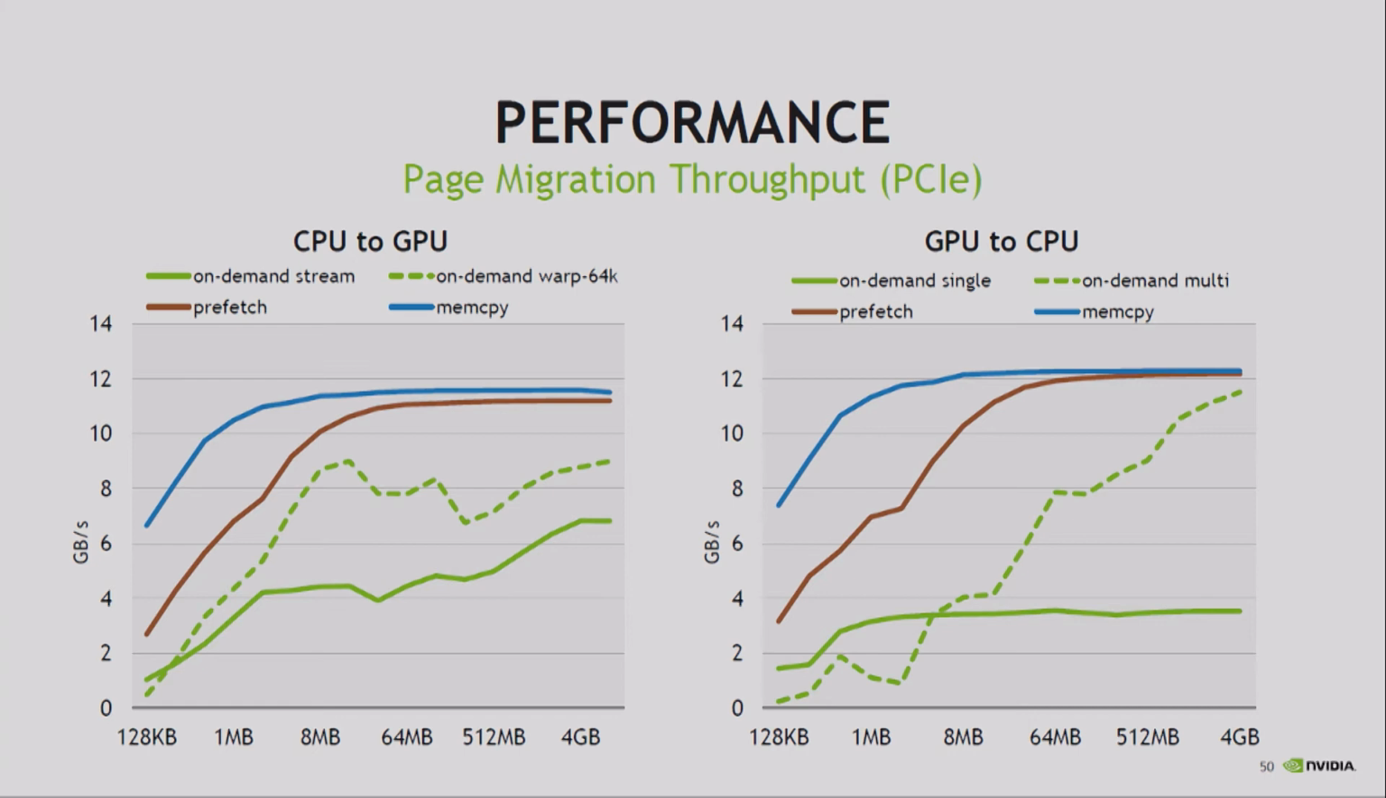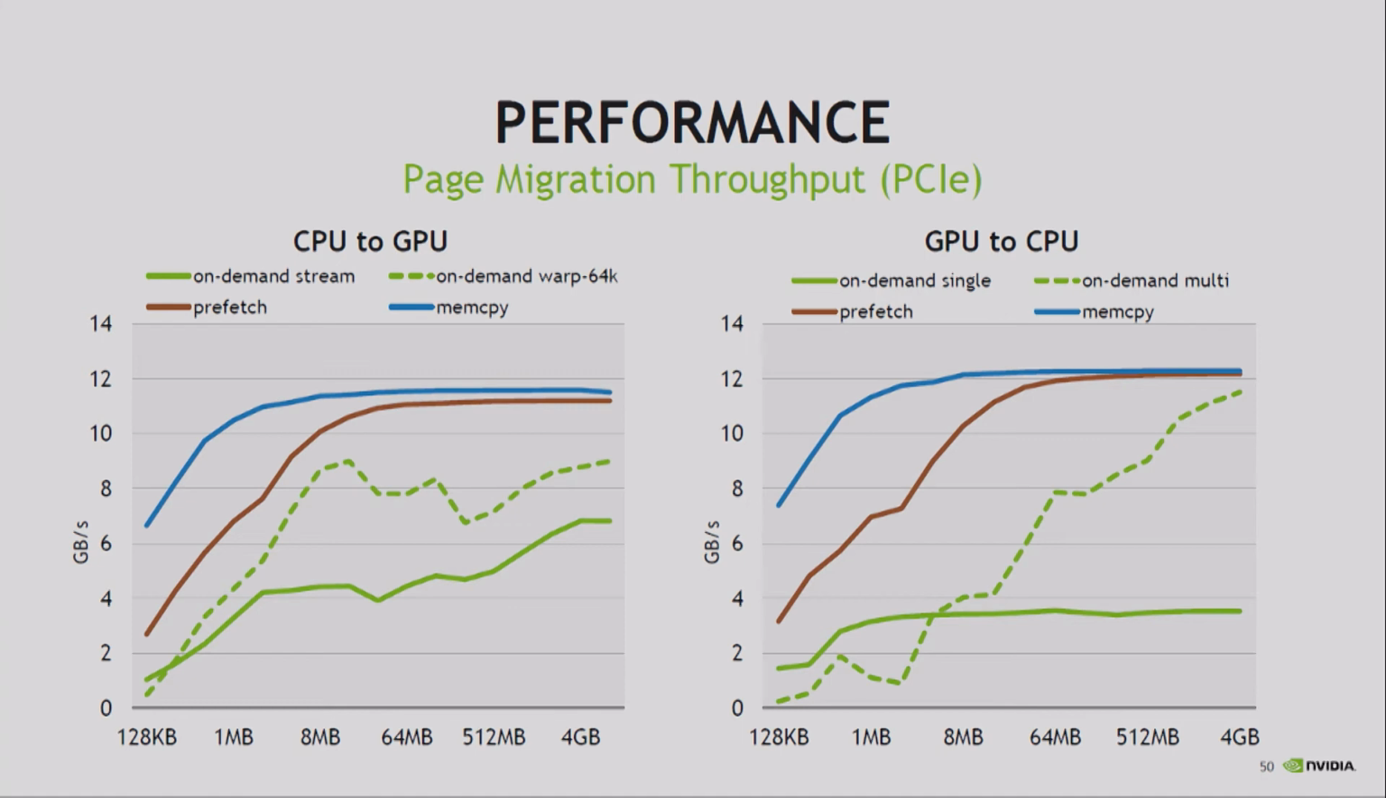This is the buffer size on the horizontal axis, and these are gigabytes per second for PCI Express 3. So like 12 is effectively the best you can get. And you can see that prefetch and CUDA mem copy, so this is from CPU to GPU and from GPU to CPU. And there are two lines for green. I'll explain what that is.